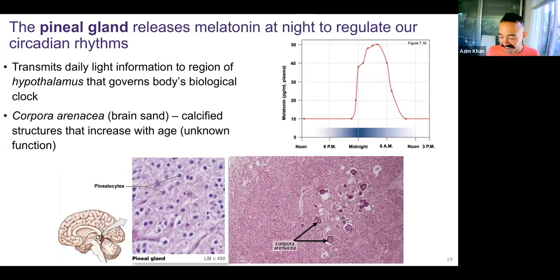One more gland with one more hormone. The pineal gland. The pineal gland, we're back in the brain. Remember, the pineal gland is just posterior to the thalamus. It's also called the epithalamus, small raisin-looking region of the brain. The pineal gland produces a hormone called melatonin.